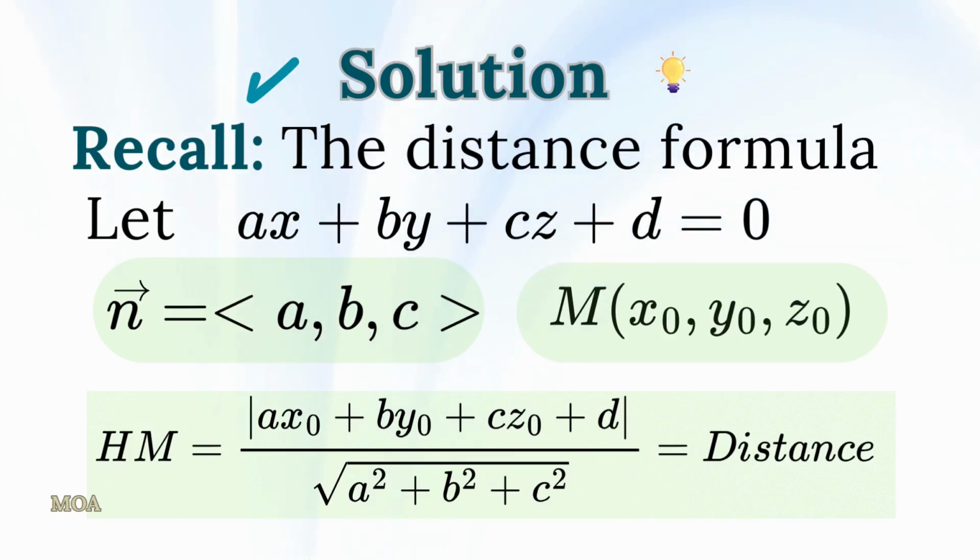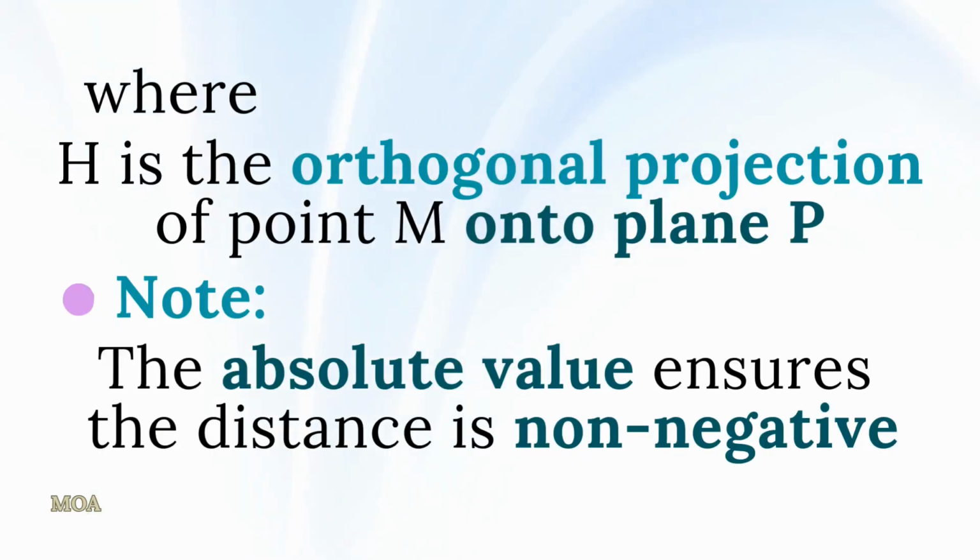So, the shortest distance from point M to plane P, denoted HM, is given by the standard expression HM equals the absolute value of the quantity A times x0 plus B times y0 plus C times z0 plus D, all over the quantity square root of A squared plus B squared plus C squared, where H is the orthogonal projection of point M onto plane P. Note also that the absolute value ensures the distance is non-negative.